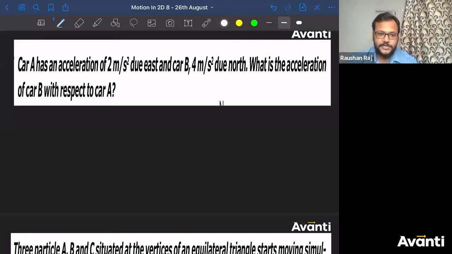Gaurav Tiwari has answered 2 meter per second. Northeast means making 45 degrees with the north or east. Is the direction of the acceleration of B with respect to A 45 degrees with north or east? Most of you are giving the magnitude only. None of you is giving the correct answer for the direction. Every one of you has given a wrong answer for the direction.